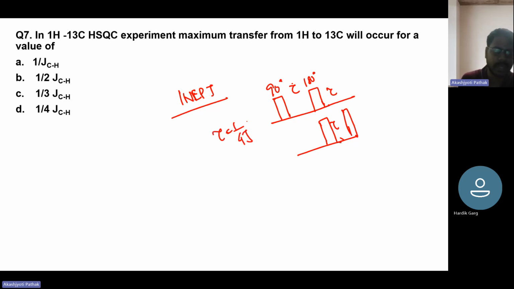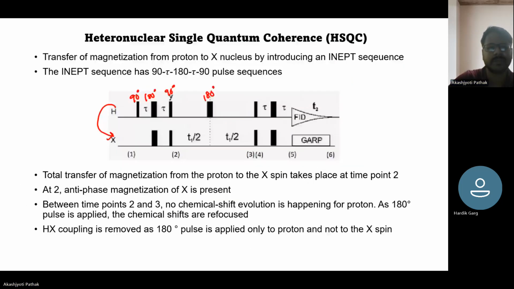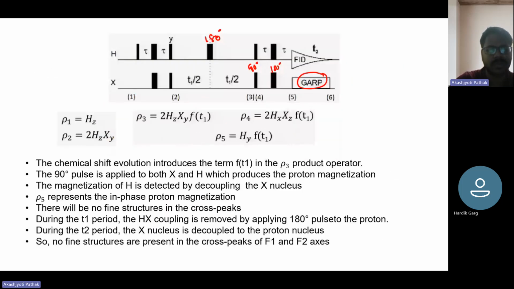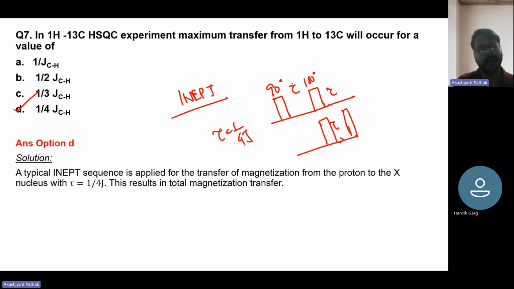In an INEPT sequence, this is what I was showing here. This entire sequence, the 90, 180, 90, and 180, 90, is the INEPT sequence, and in this INEPT sequence, this tau is equal to 1 by 4J. I also taught you this when we were discussing INEPT in detail. So the answer for this question is 1 by 4J, where J is the coupling constant between the proton and the carbon nuclei.